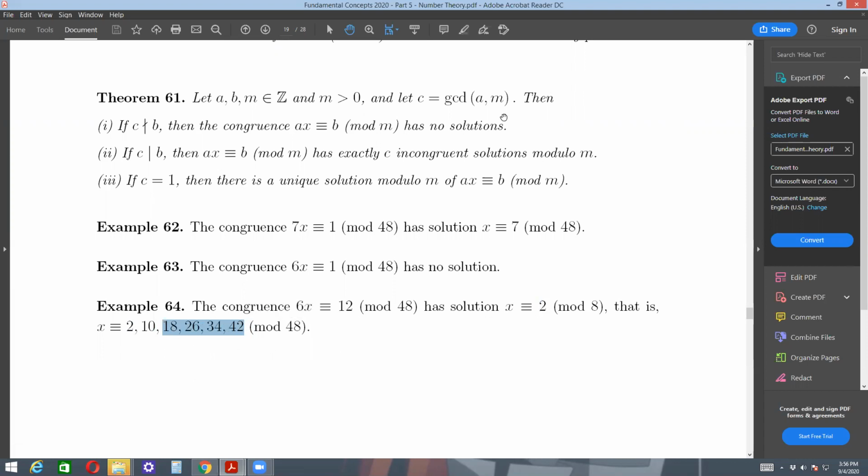So when I talk about having 6 incongruent solutions mod 48, these are the 6 solutions: 2, 10, 18, 26, 34, 42, mod 48. But practically, it doesn't make sense to write it in this form because that's a lot more work. It makes more sense to leave it like this. It's only if you wanted to check that you did it correctly, then you would list it like this and say, okay, I have 6 of them. The GCD was 6, then that's okay. Although in practice, you're not really going to do that.